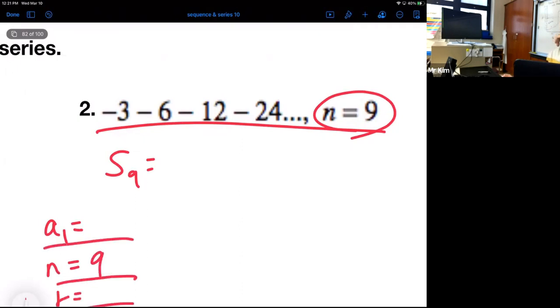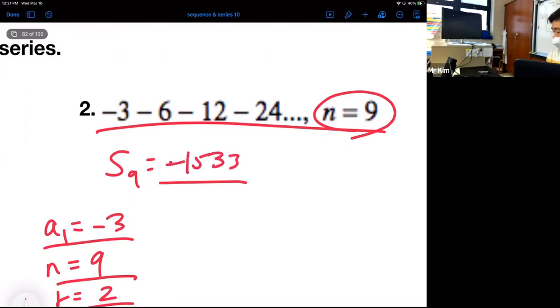I'm assuming that most of you are done, which I hope you are. Jacob, what's the first term? -3. Common ratio is? 2. Plugging into the formula, what did you get for the sum? 1533. 1533, and that should be negative.